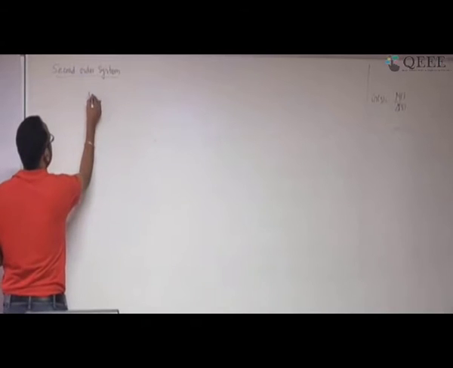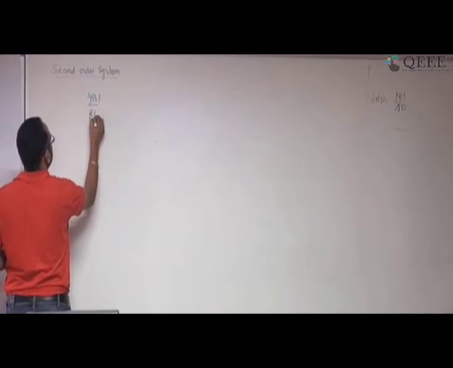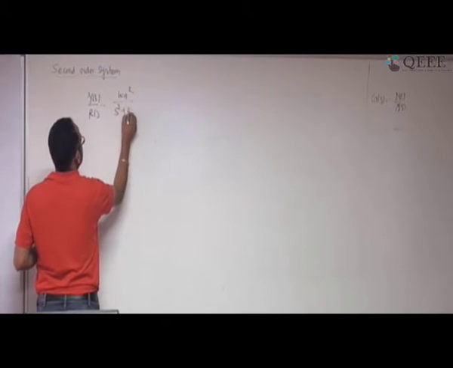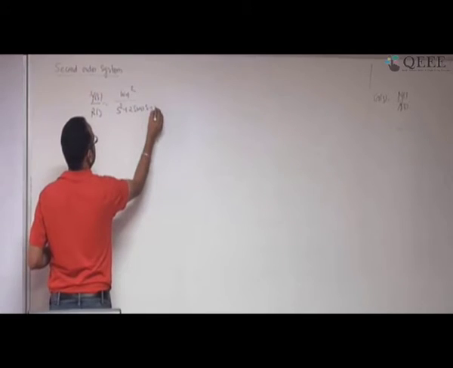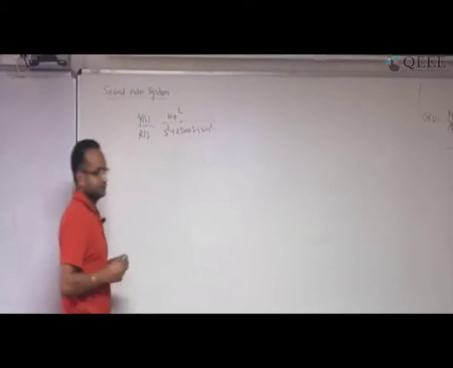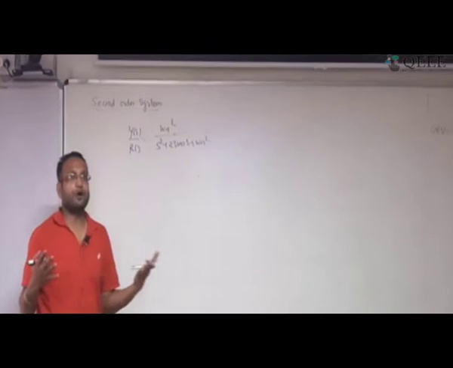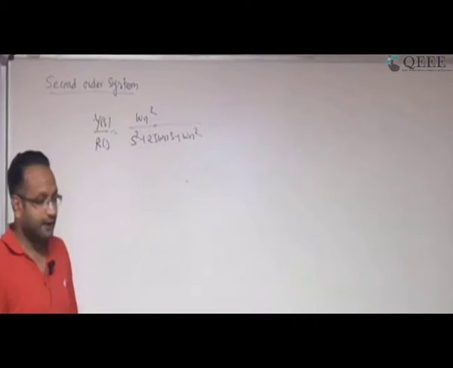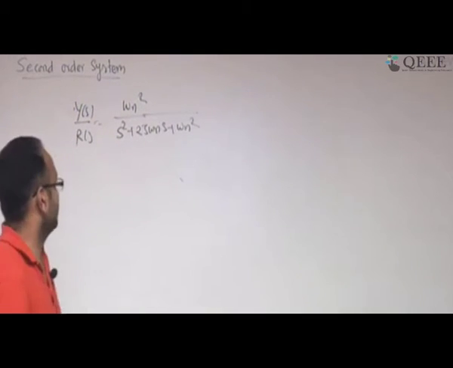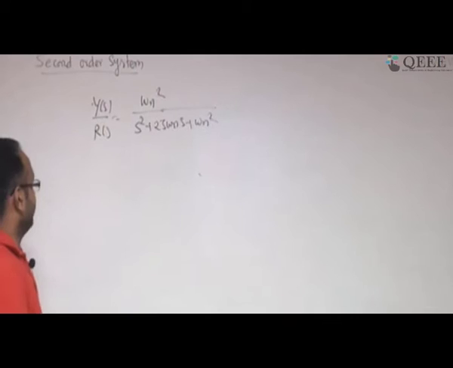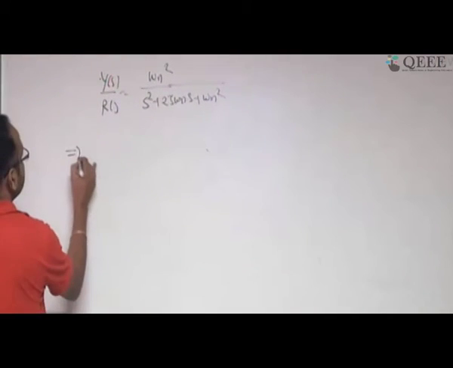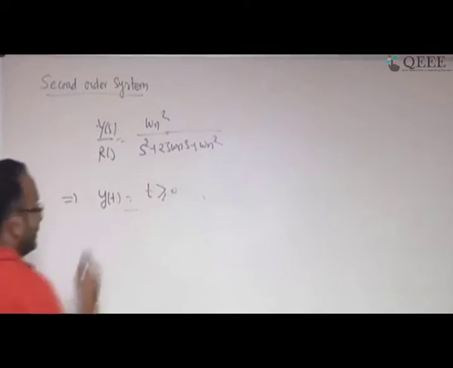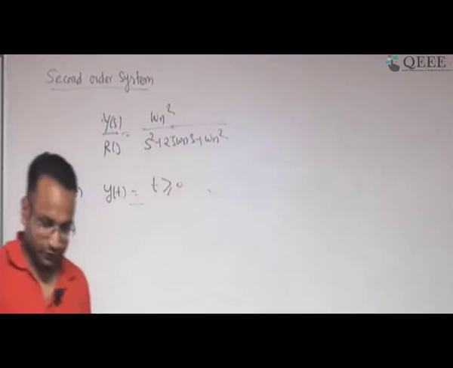So let me write it: Y(s) divided by R(s) is going to be omega_n square over s square plus 2 zeta omega_n s plus omega_n square. Whenever we talk about a second order system, it is represented by these terms zeta and omega_n, and I can call them the personality of the system. Our objective is to analyze y(t) for t greater than or equal to 0 for any arbitrary input.